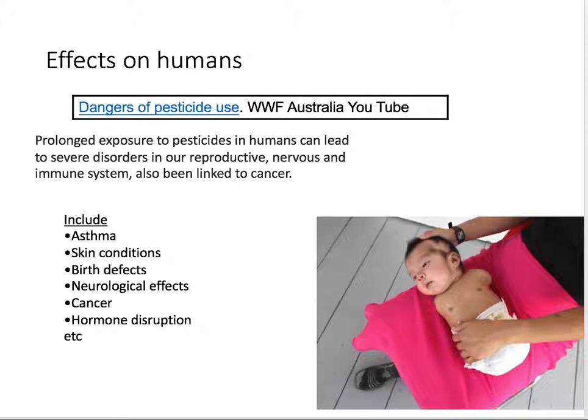Alright, so effects on humans. Prolonged exposure to pesticides can lead to severe disorders in our reproductive, nervous, and immune systems, and has also been linked to cancer. They include such symptoms and issues as asthma, skin conditions, birth defects, neurological defects, cancer, and hormone disruption. A large number of pesticides are found to have these adverse effects, including, importantly, in the immune system and hormones, and a lot of them are identified as carcinogens.